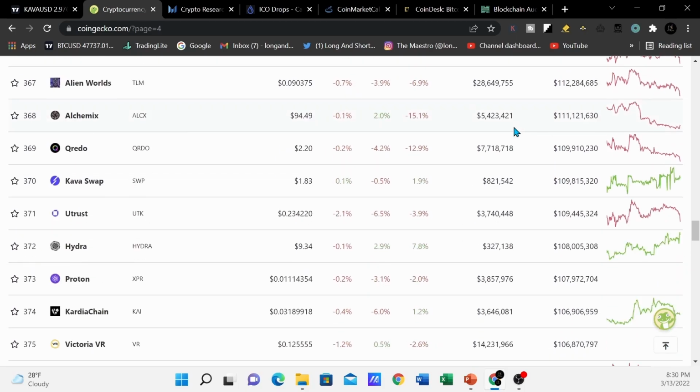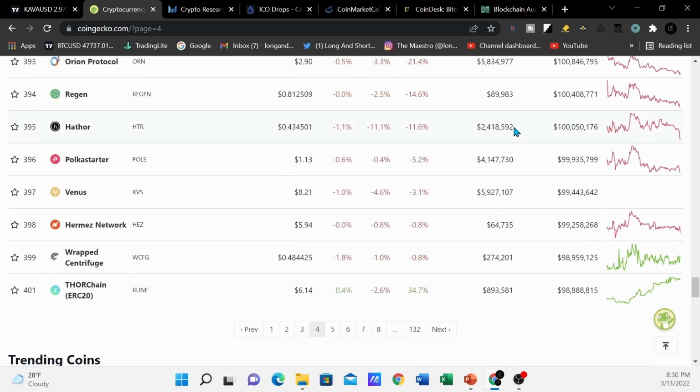So we've got to keep scrolling. We've got to keep going. Now we're getting somewhere. So now we're under the $100 million mark. These are small caps. These are essentially coins that haven't really made it yet in the crypto space, but they have some possible room for growth.